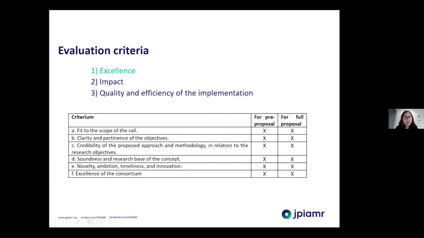First, regarding the excellence criteria, the reviewers will evaluate if the proposal fits the scope of the call and if the objectives are clear and relevant. They will evaluate the approach and the methodology, the soundness and research base of the concept, the novelty, the timeliness, and finally, the excellence of the consortium.